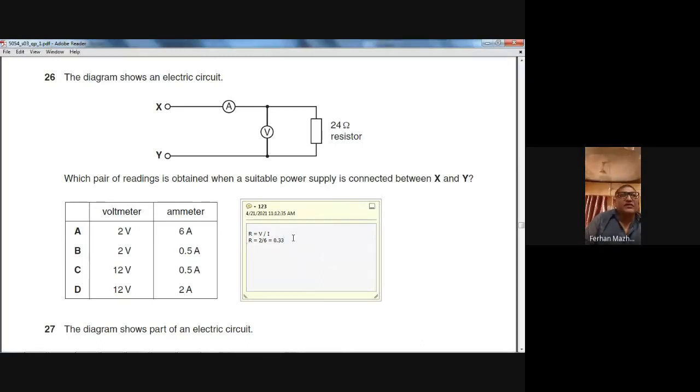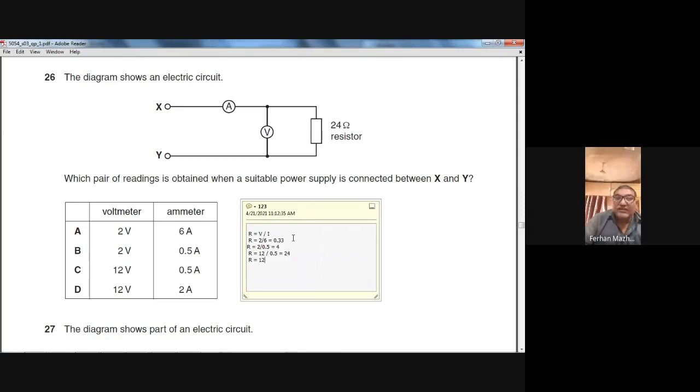Okay, let's calculate for the B option. R is equal to 2 divided by 0.5, and when you do this on the calculator, it will be 4. That's not our answer. Okay, so R is equal to now 12 divided by 0.5, and the answer will be 24. Yeah, this is the answer because our resistance has matched with that pair.